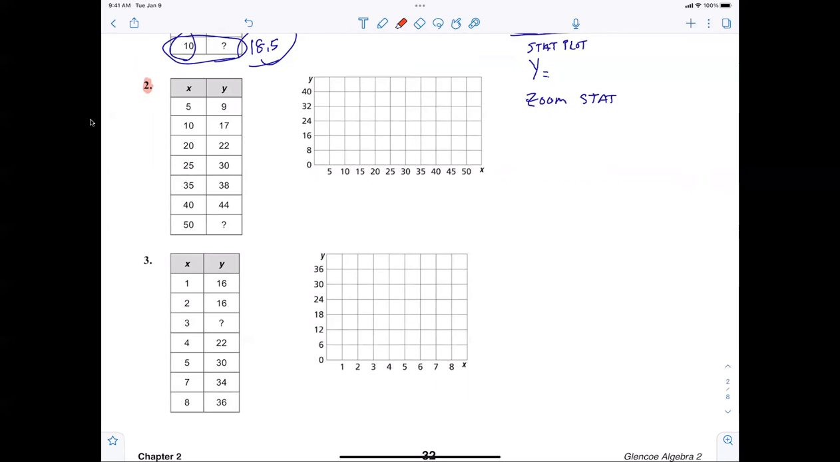All right, so everybody do number 2. And the only thing I care about right now is what is the value for y when x is 50.